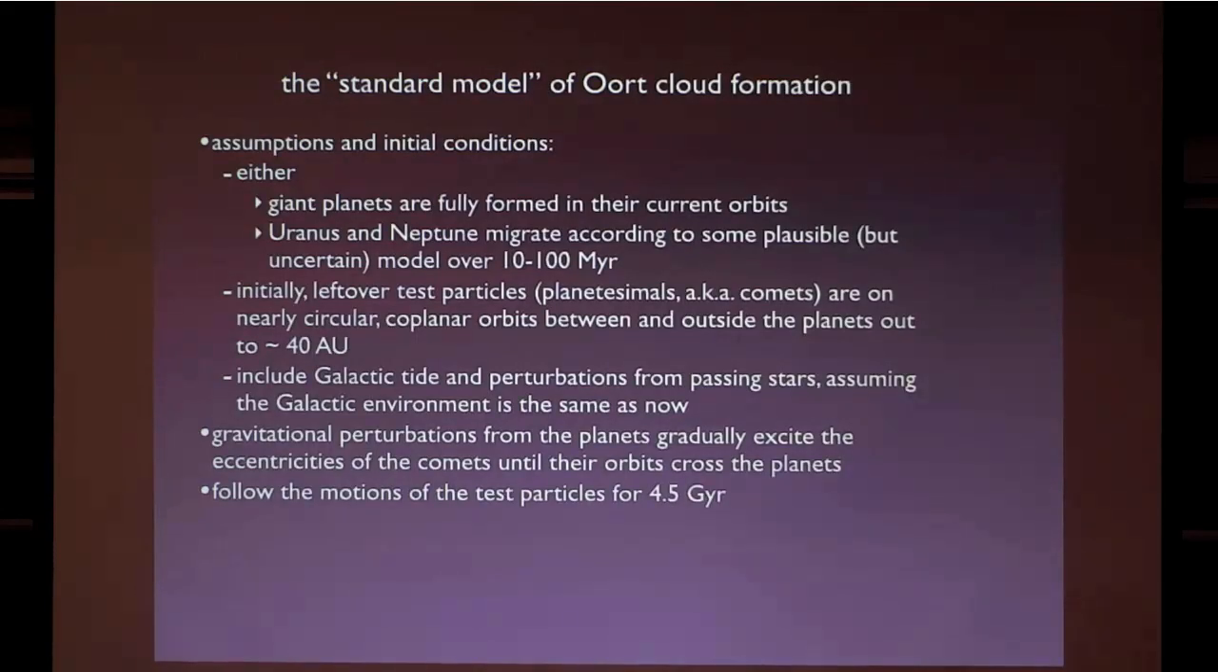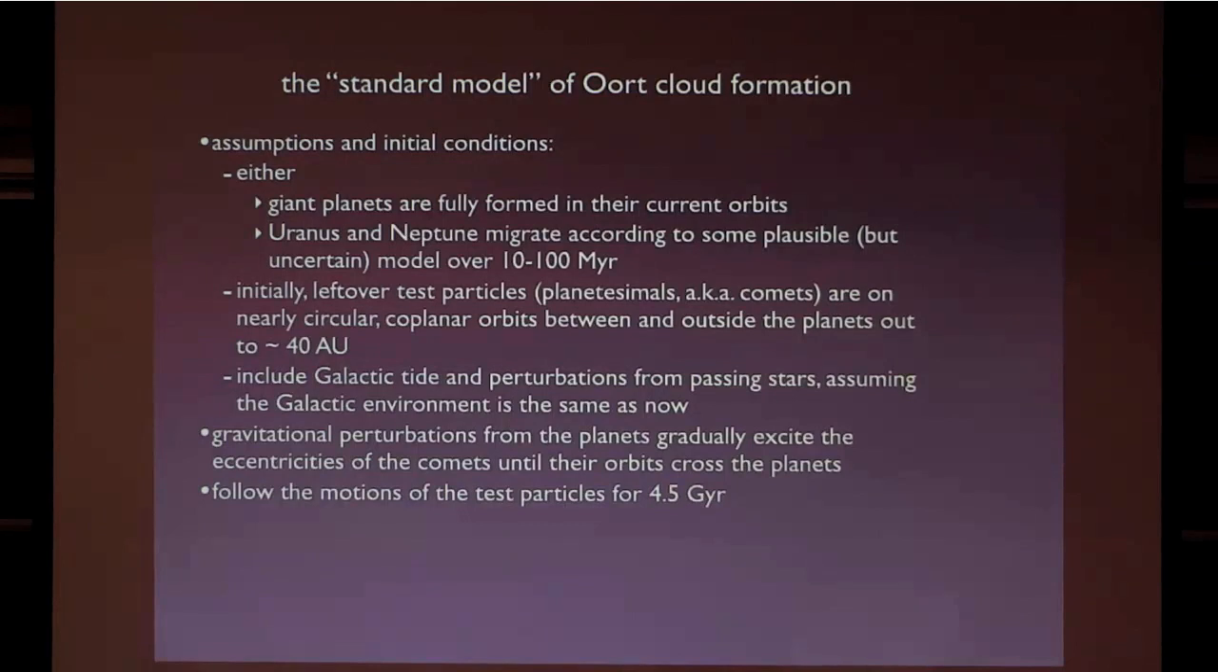So far, we've been able to provide a pretty good description of the current properties of the Oort cloud. We haven't said anything about its origin, but in fact, this is one of the few cases in astronomy where you do have a pretty good origin story. You assume that at an early stage of the solar system, the giant planets are fully formed in their current orbits, or maybe you allow for migration of Uranus and Neptune according to models like the Nice model that include migration in the first 100 million years of the solar system.